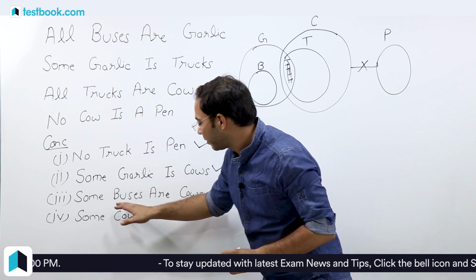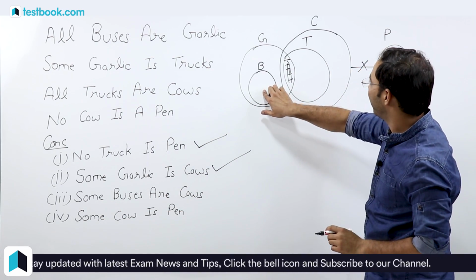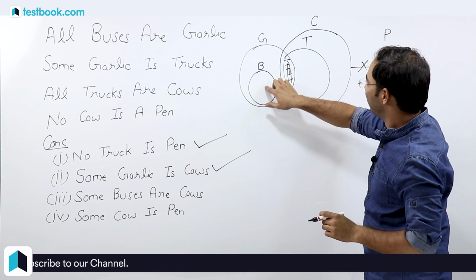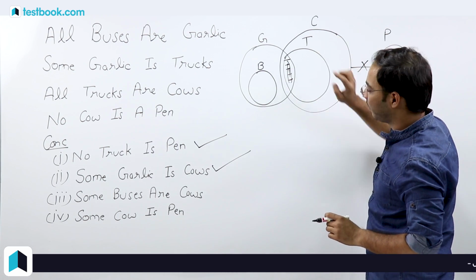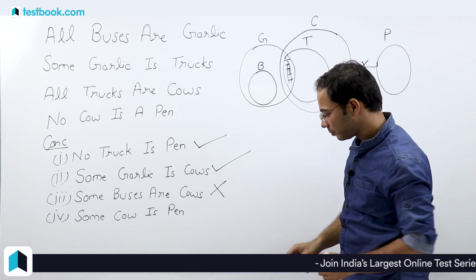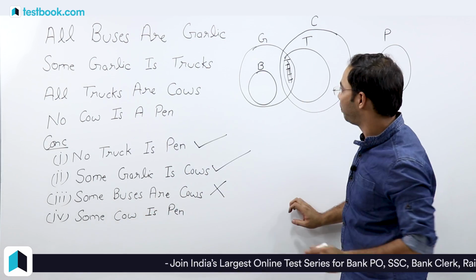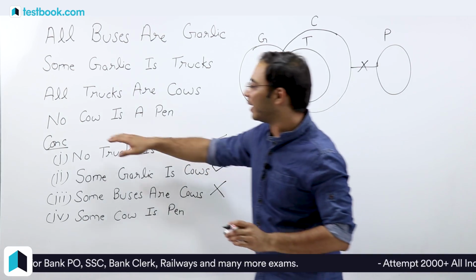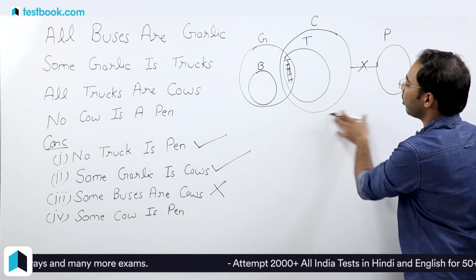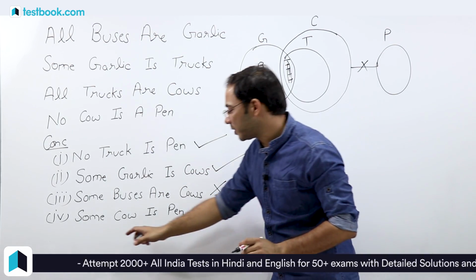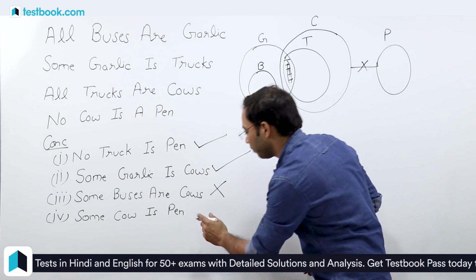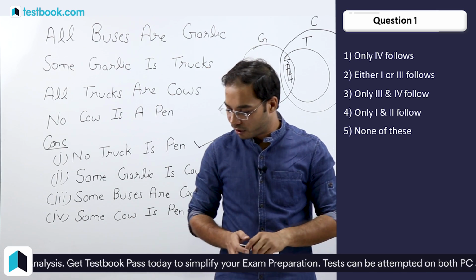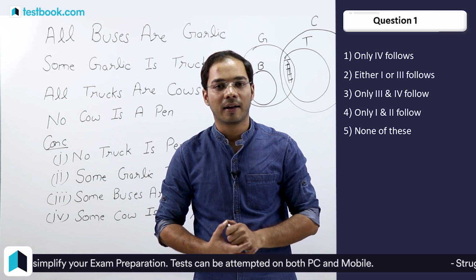Now third one is some buses are cows. Now buses are here, cows are here and they are not directly related. Buses is not related to cow or truck. So this will be wrong. Fourth one is some cow is pen. Now cows are here, pen is here, and it is given in your statement that no cow is a pen. So if no cow is pen, then there are zero chances that some cows can be pen. So this will also be wrong. So your option number fourth, which is only 1 and 2 follow, will be correct option.